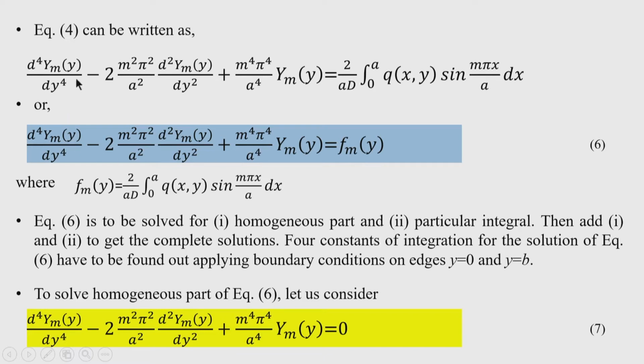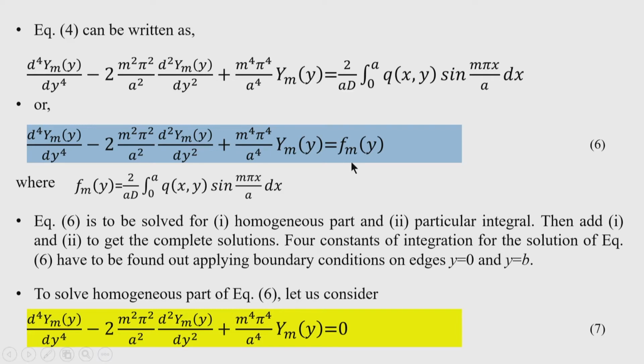It will be simply a function of y. So, this differential equation turns out to be d to the power 4 Y_m(y) divided by dy to the power 4, minus 2 m squared pi squared by a squared d squared Y_m(y) divided by dy squared, plus m to the power 4 pi to the power 4 divided by a to the power 4 Y_m(y), equal to f_m(y), which is a function of y. So, this differential equation we need to solve completely, so that we know the function capital Y, and then the full deflected surface is known.